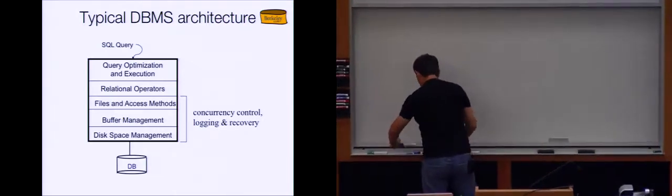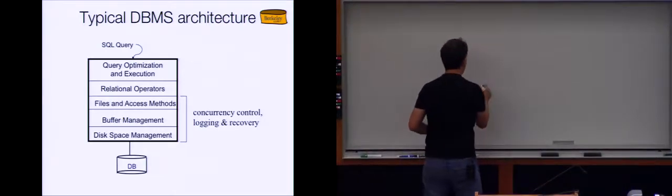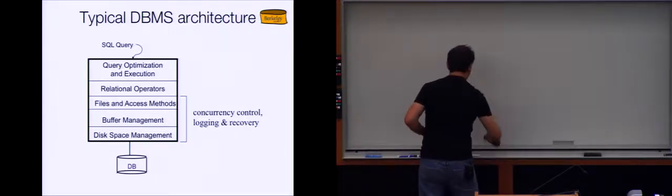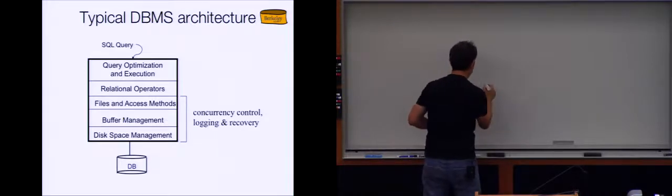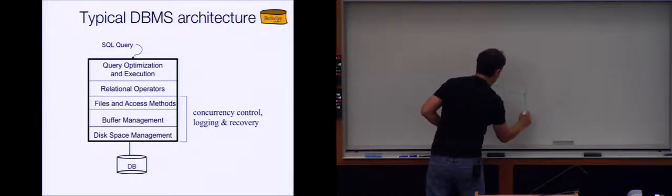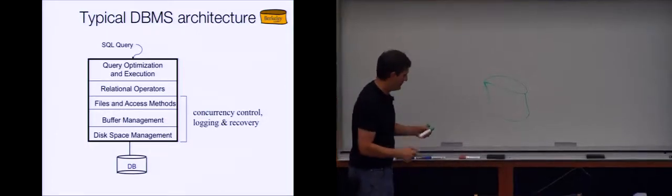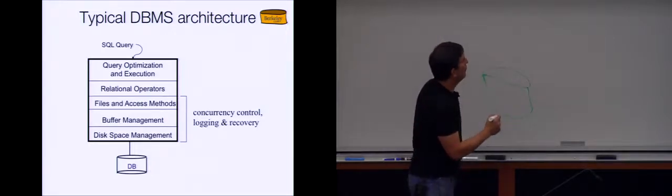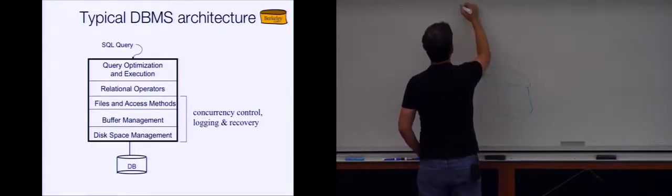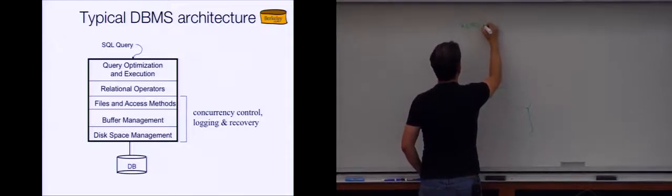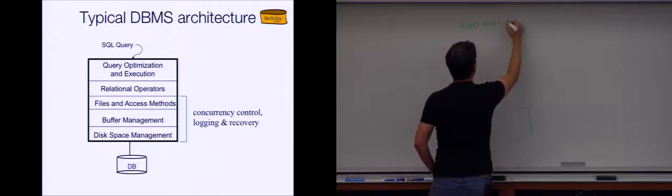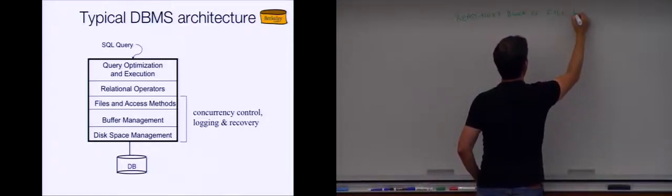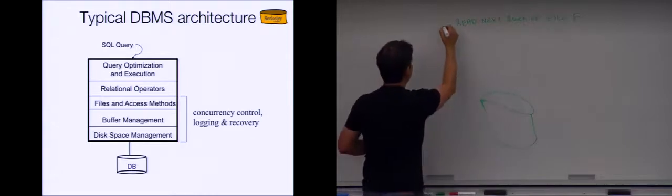So imagine this is a whiteboard marker. Here's your disk. It might be an SSD. It might be a magnetic disk, but we'll just draw it like a can. Here is your code, so to speak, that's requesting data: read next block of file F. There's some code in your system that wants to do that.